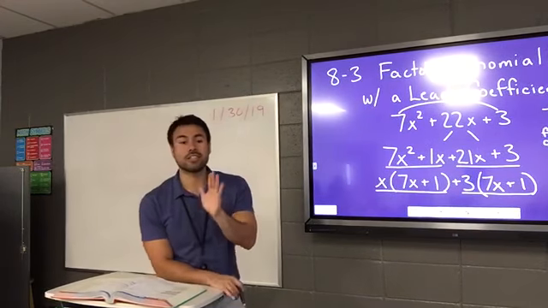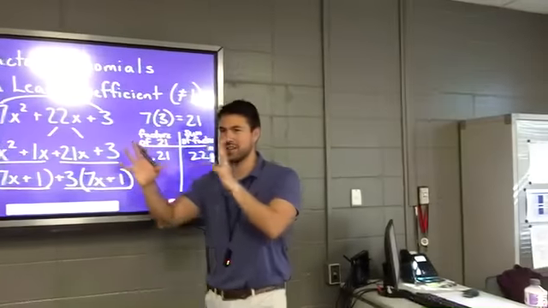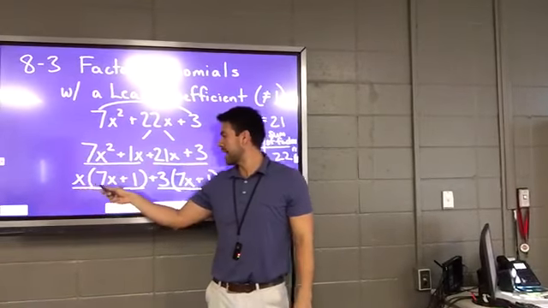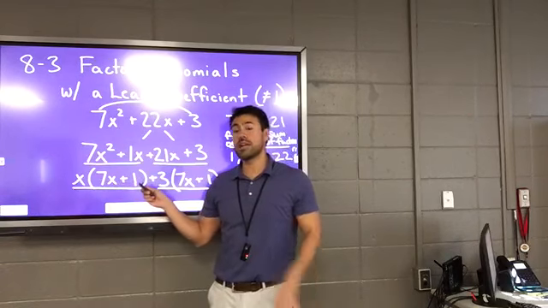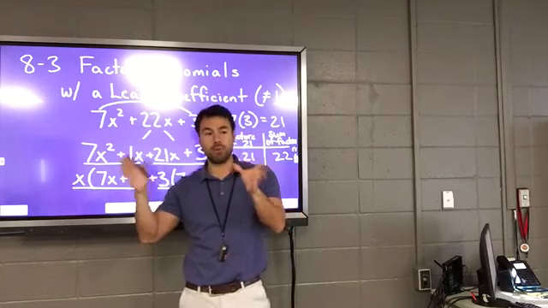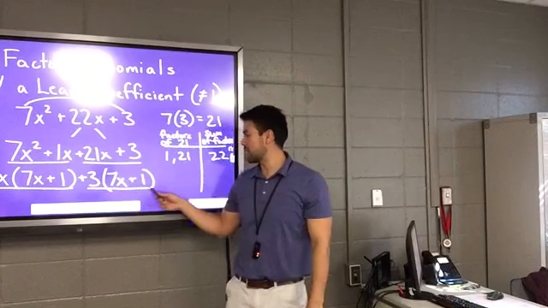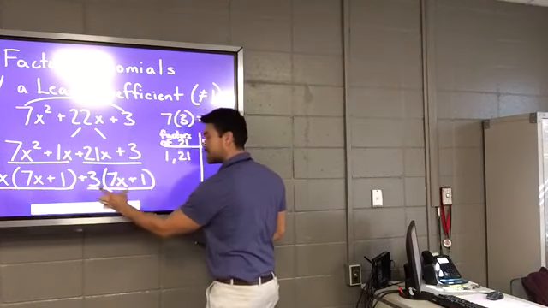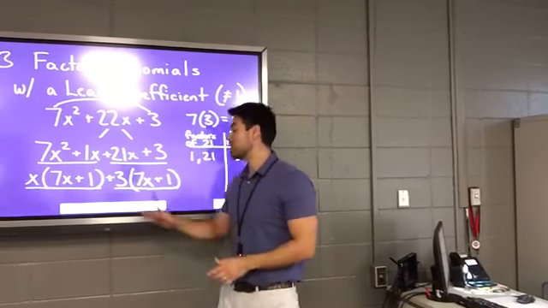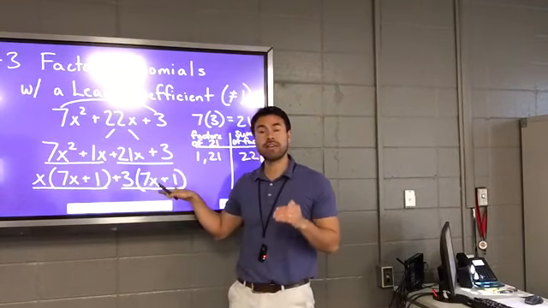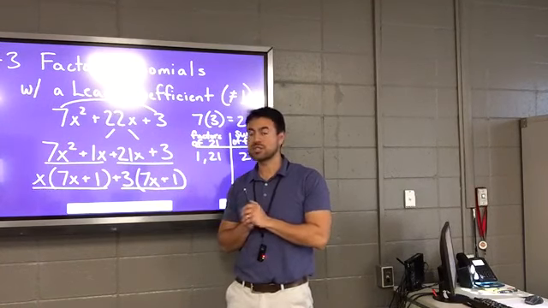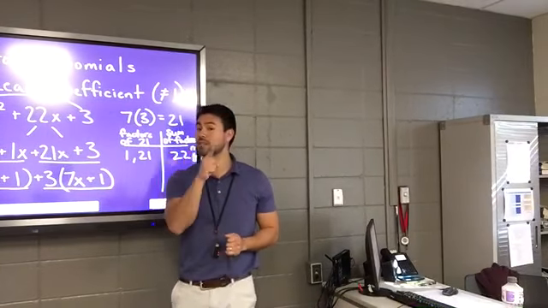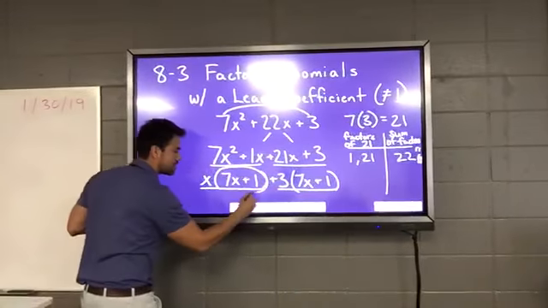But you know what? I need you to see something. Please look up here. If you're not looking up here, you won't see it. You won't have a clue why I'm doing this. What's going on between x and 7x plus 1? Okay, distributive property, what basically is going on? They're being multiplied, all right? What's going on between 3 and 7x plus 1? Multiplication. Okay, if these two are being multiplied and these two are being multiplied, do these two have a common factor? Is there something that's being multiplied here and here? 7x plus 1. Both of them have this.